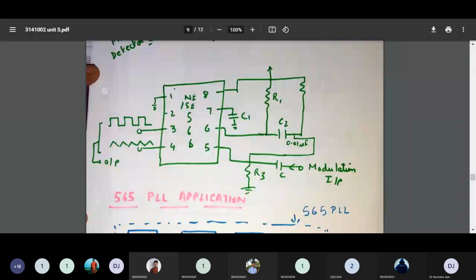This is the block diagram of IC 565. I hope it is being seen on the screen. No, sir. Just wait a minute, it is scrolling down. In the block diagram, I have mentioned block numbers, and if it is not represented, just wait a minute.